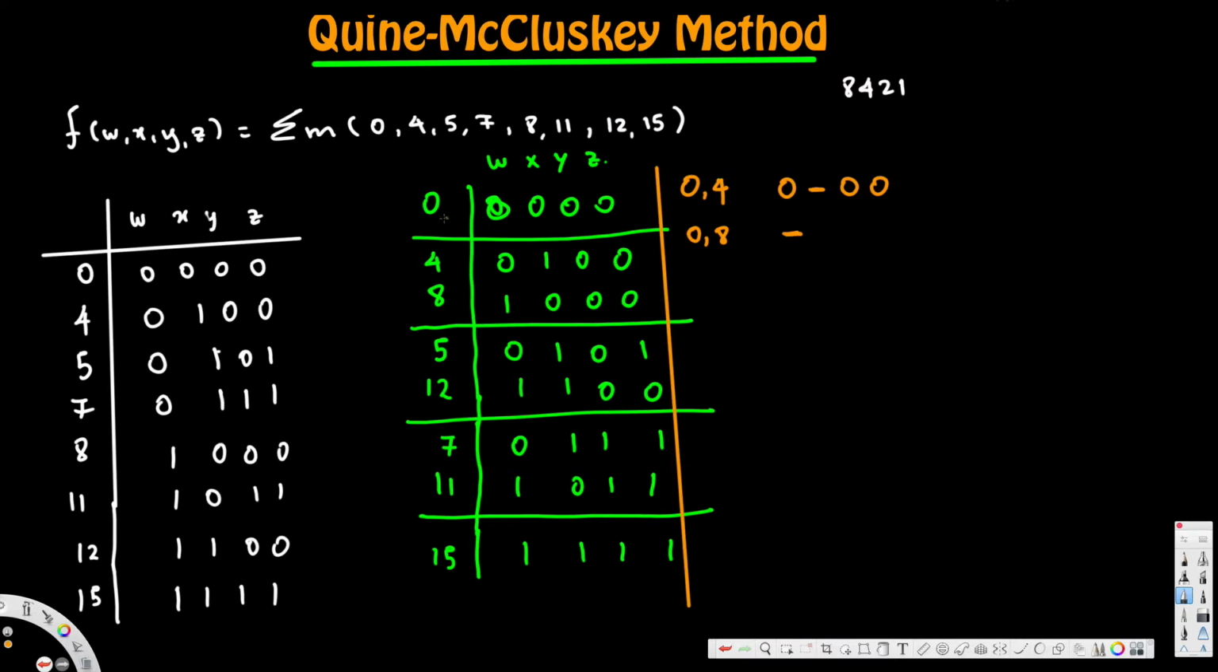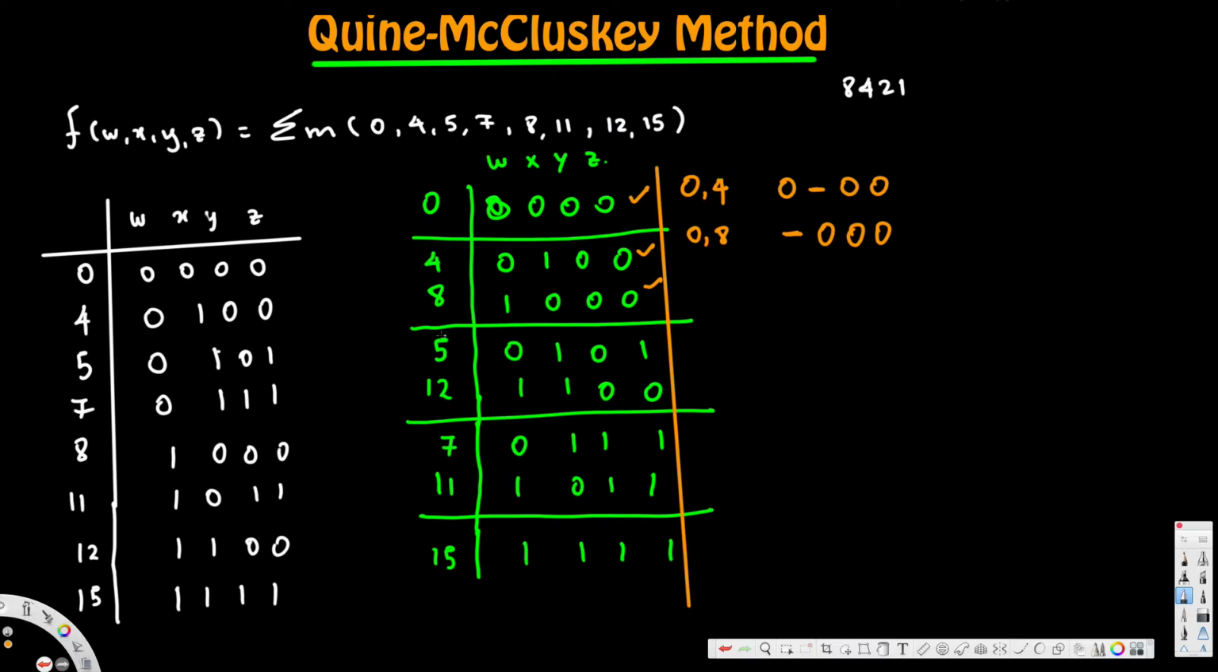Now we are comparing 0 and 8. For that one, the first one is changing, so that is a dash, and the last 3 remain the same, so we put - 0 0 0. Okay, now we get rid of this one and this one. A check mark means we don't have to worry about that one anymore. Now we have to look at 4 and 5, 4 and 12, 8 and 5, 8 and 12.